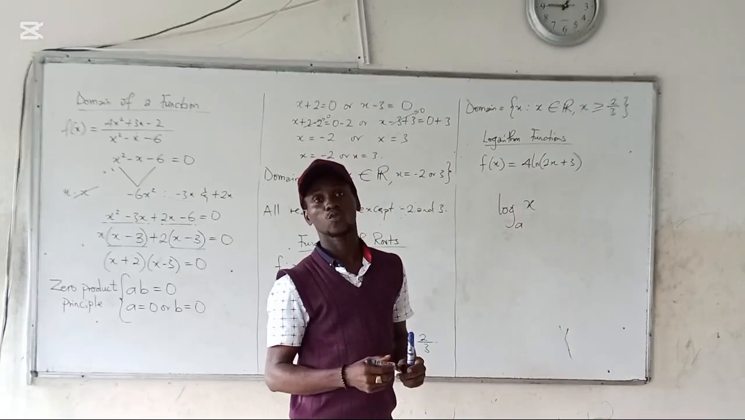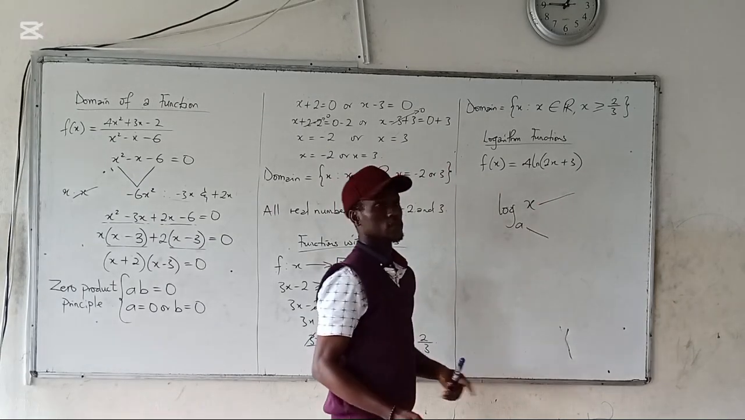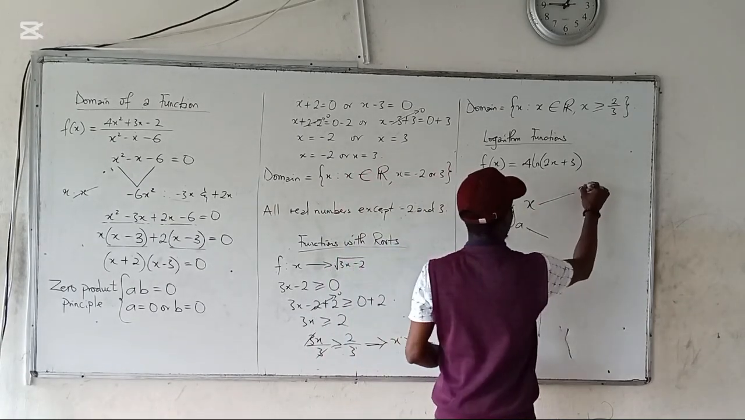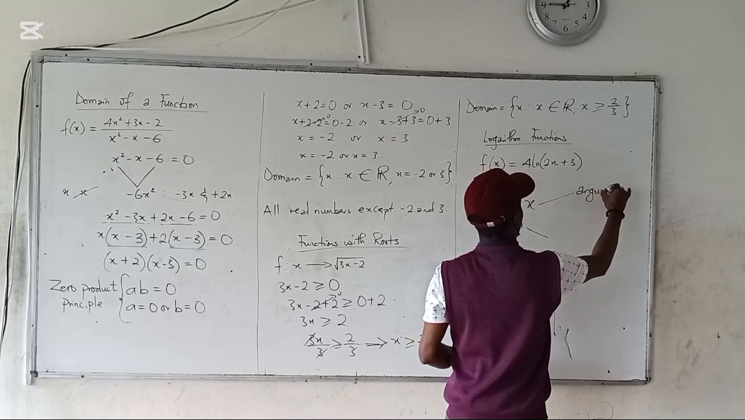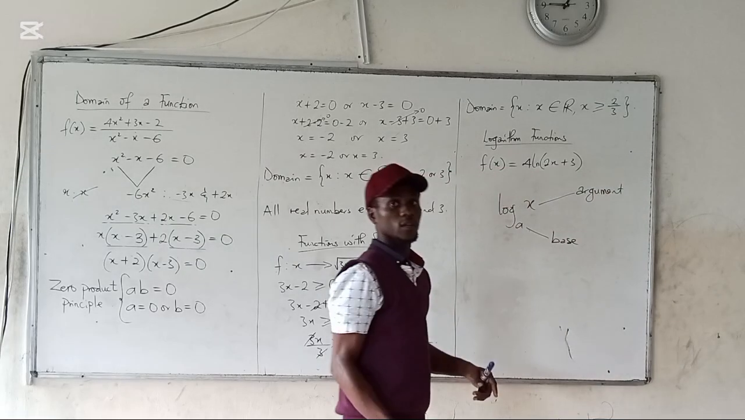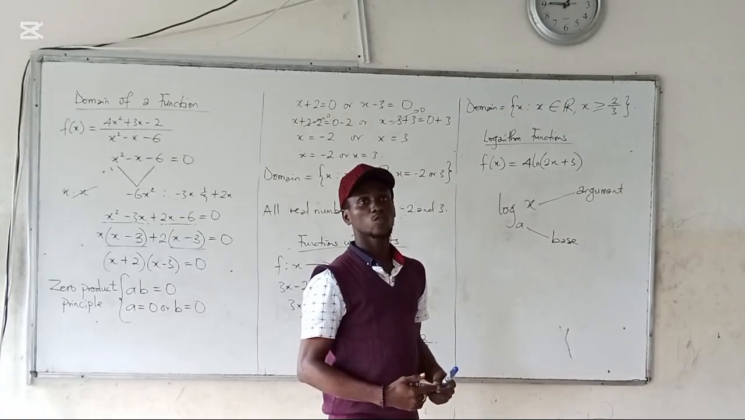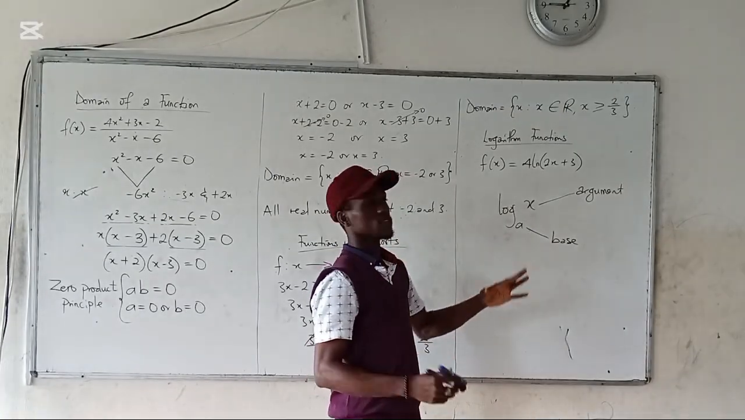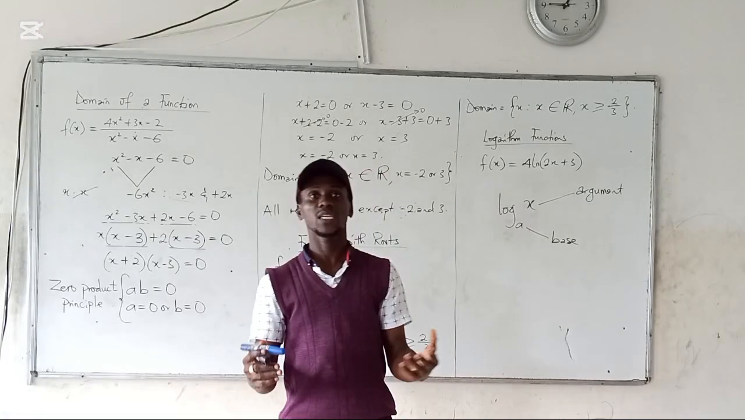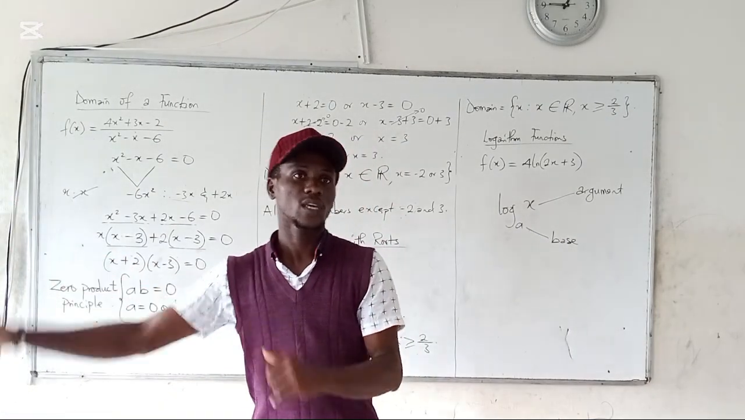A logarithm function has two components. The first component is this, the second component is this. This is called the argument of the function, and this is called the base of the function. So a logarithm function has the argument and the base.